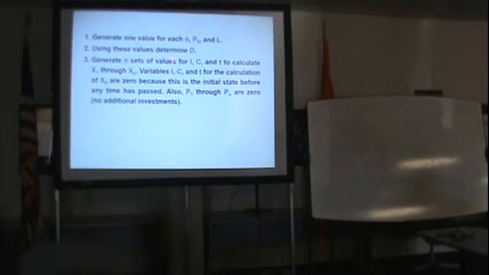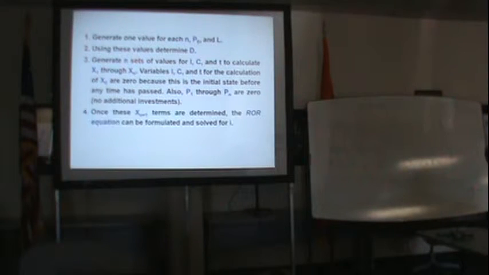And remember, variables I, C, and T for the calculation of X0 are zero, just like I said here, because this is the initial state before any time has passed. Also, P1 through Pn, here I have it, they are zero, no additional investments. And once you have the Xn plus 1 term, look, you have N here and one at the beginning, N plus 1, then you can use it. You can write the rate of return equation, and then you solve it.